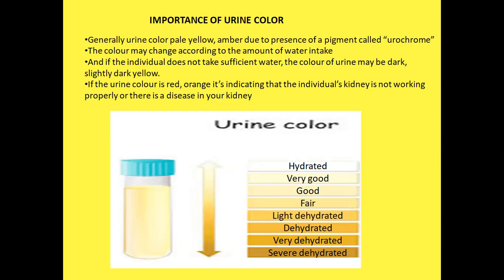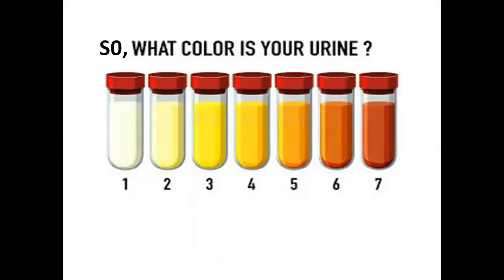So you can see from this chart that white is hydrated and slightly. This one is very good, and this color is good, and this is light dehydrated, and this is very dehydrated, and this is severely dehydrated. So you guys know what is normal, and we will know by our urine what color our urine is, and if our urine is not normal, then we need to go for a check-up. If our urine is brown or red or orange, then.